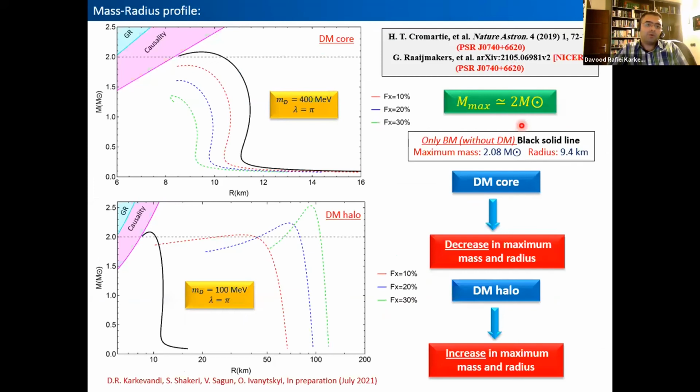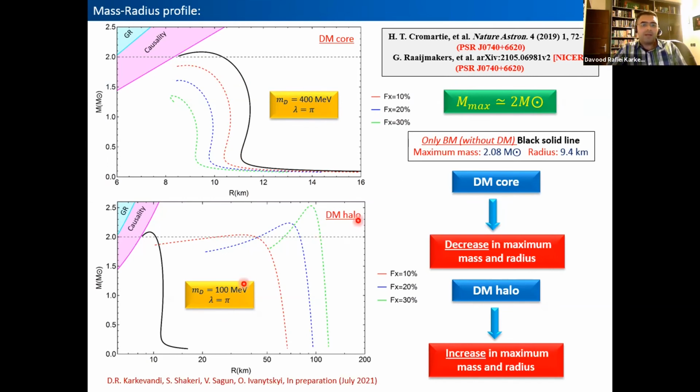And now I show you the mass-radius profile of this object, which is a very important observable quantity, because we have a maximum mass limit for the neutron star, for example from the latest NICER results, which is around 2 solar masses, and we can constrain our dark matter model by these observable results. Here I show you the mass-radius profile. This is for the DM core, and this is for the DM halo, again for 400 mega electron volt, lambda equal to pi, and 100 mega electron volt, lambda equal to pi.